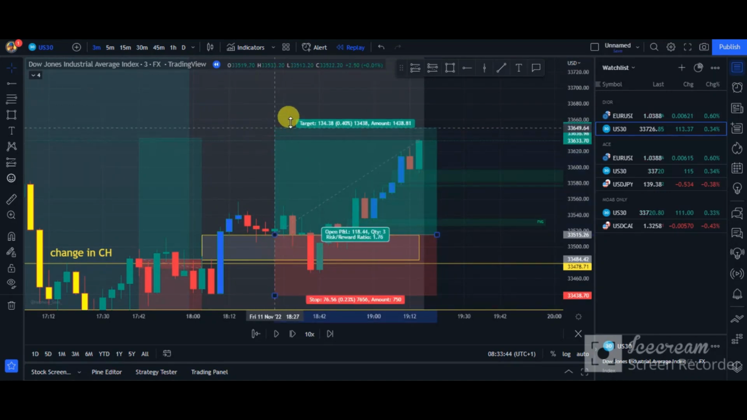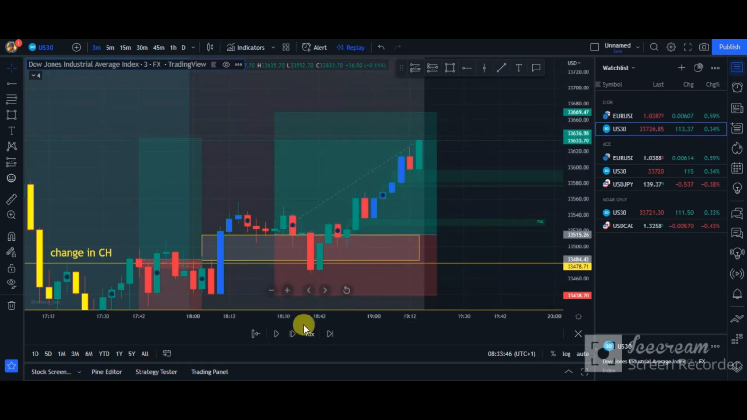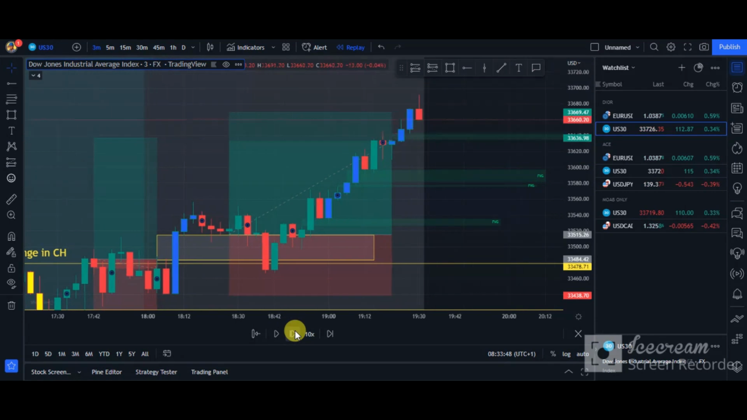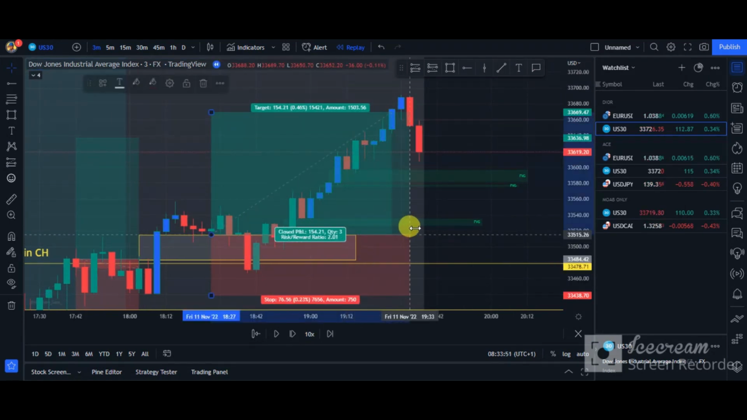So let's see if we did a 1 to 2. Let's see if we would have won this trade. And yeah, we won this trade, guys. We won this trade for a 1 to 2.